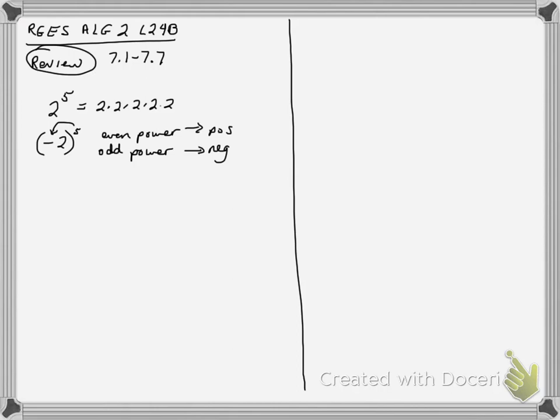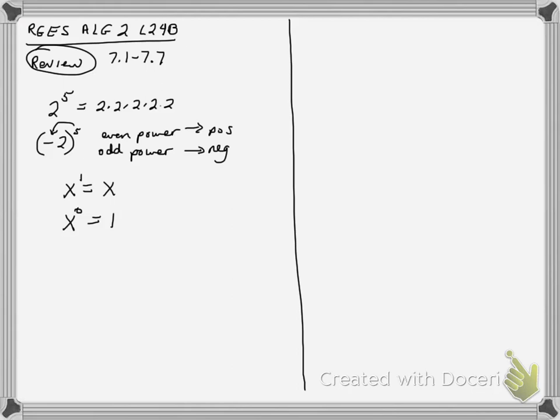A couple of things you do want to remember as basic rules. Anything to the first power is itself. So x to the first power equals x, and 7 to the first power equals 7. If you have anything to the 0 power, that equals 1. So 7 to the 0 power would be 1, and y to the 0 power would be 1. Okay, not y. Y to the first power would be y. So be careful with those.